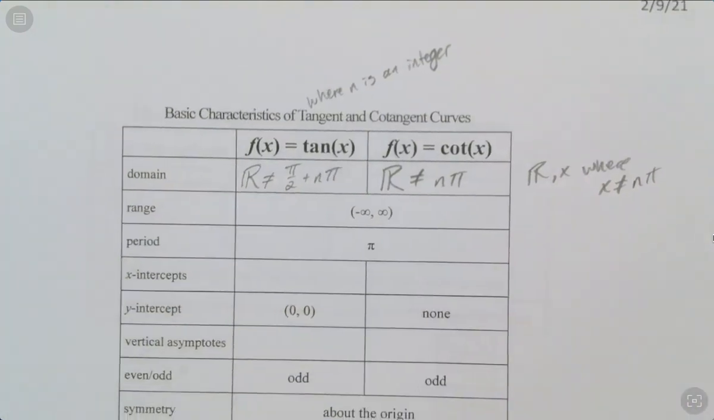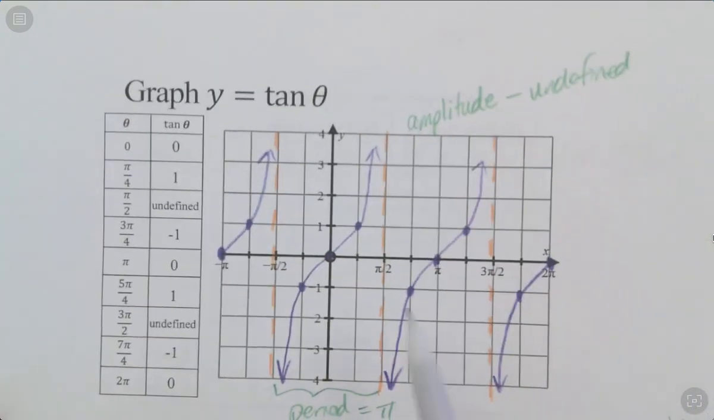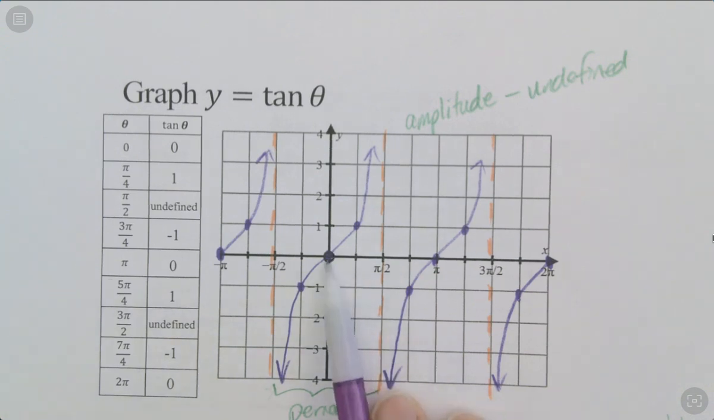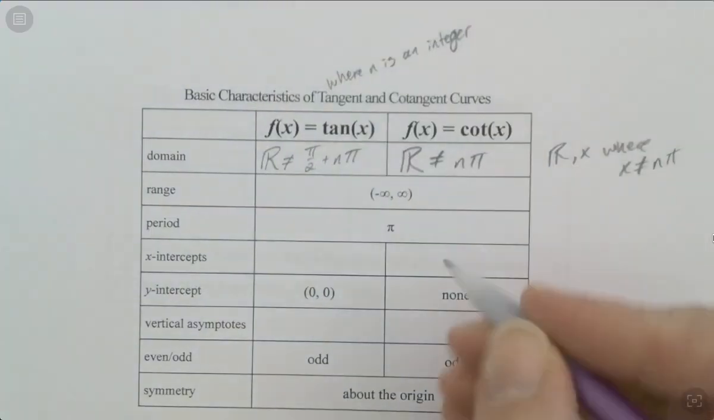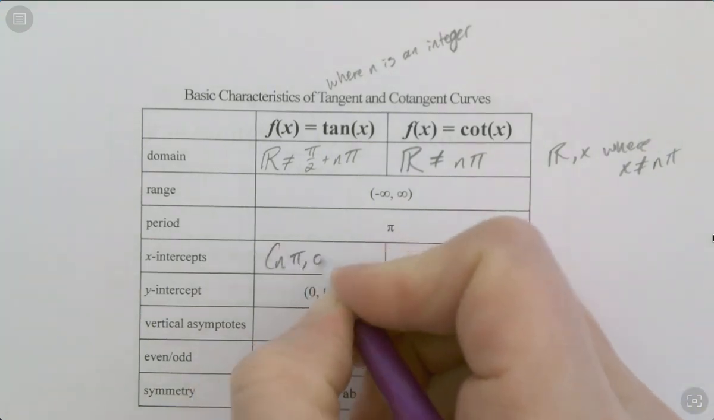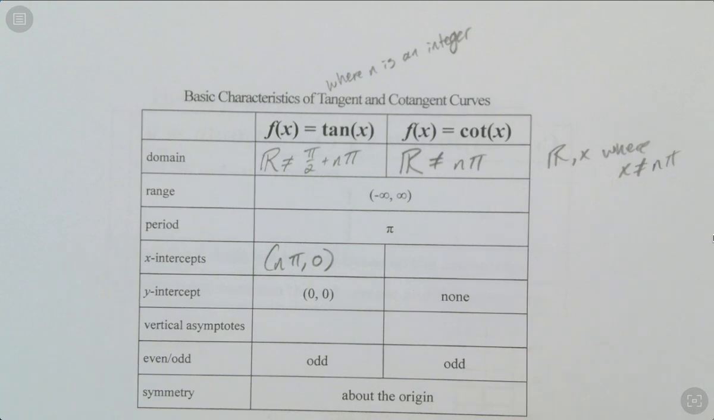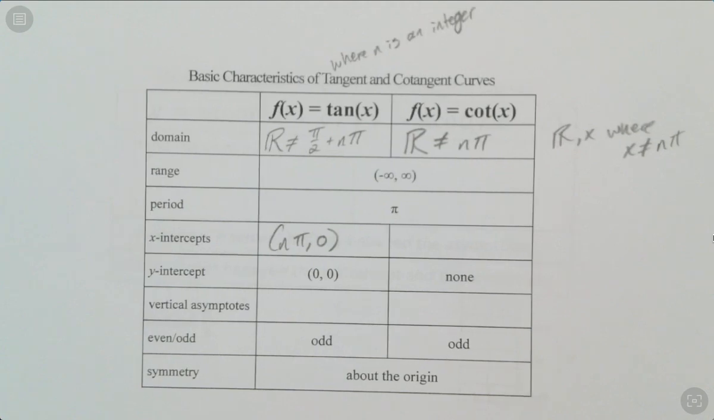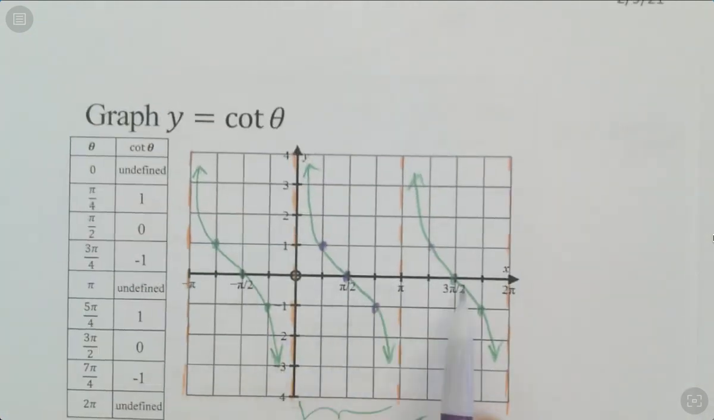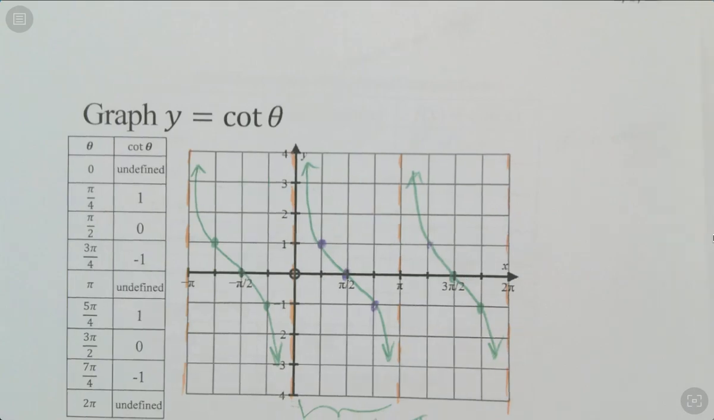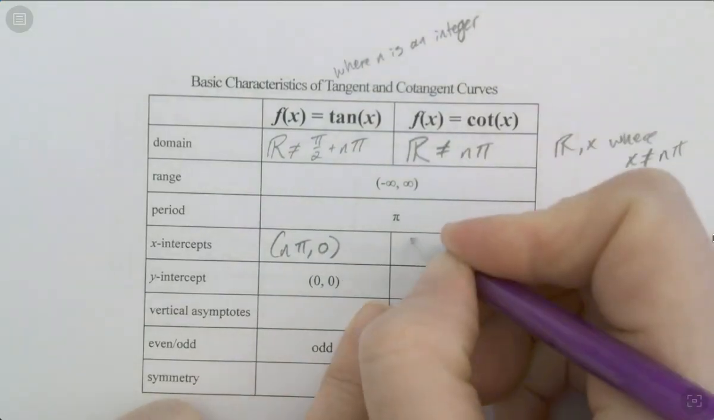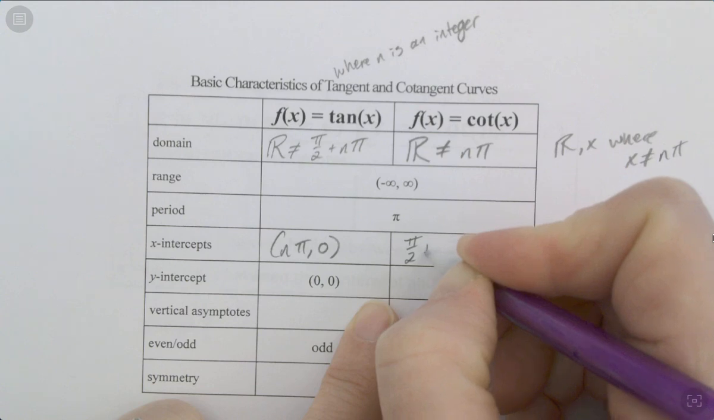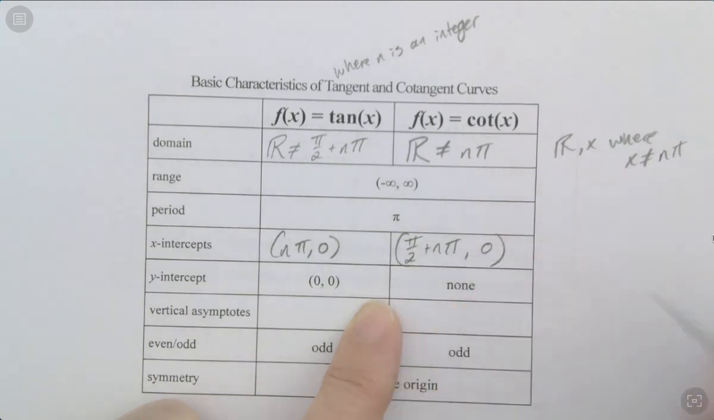Okay, let's talk about the x-intercepts. Let's go to the tangent one first. So we have intercepts at 0, at pi, at 2 pi. What's the pattern? N pi. So we can say that our x-intercepts are at n pi, comma 0. Pi n or n pi, it doesn't really matter the order. What about the cotangent function? 0, pi over 2 plus n pi. Yeah. Well, the 0 is the second coordinate. So pi over 2 plus n pi, comma 0.